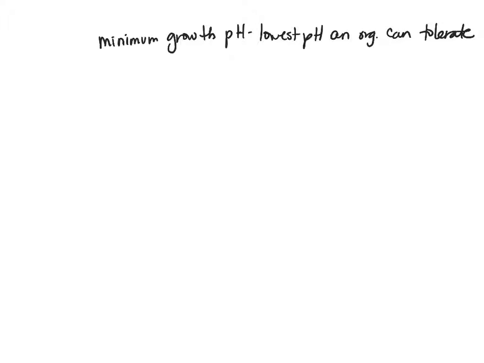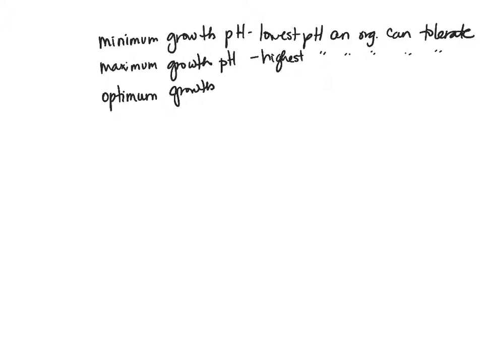Conversely, we have our maximum growth pH, which of course is the highest pH an organism can tolerate. And then an organism has its optimum growth pH. And of course, this would be the most favorable condition in regards to pH.